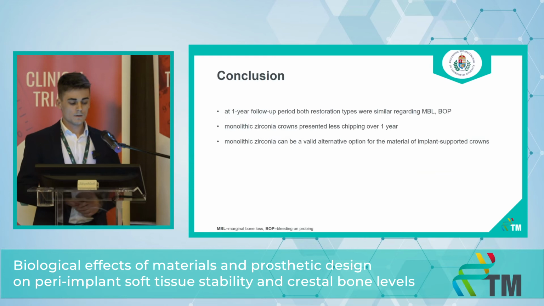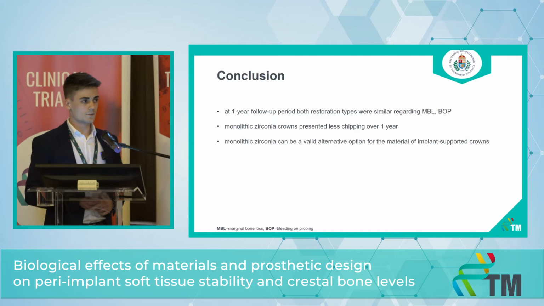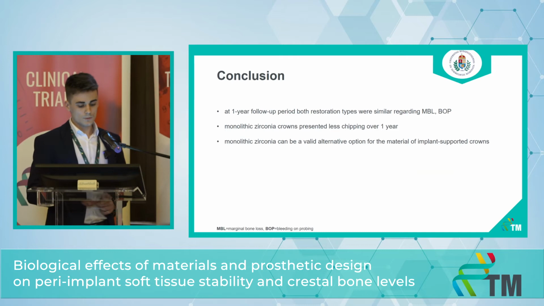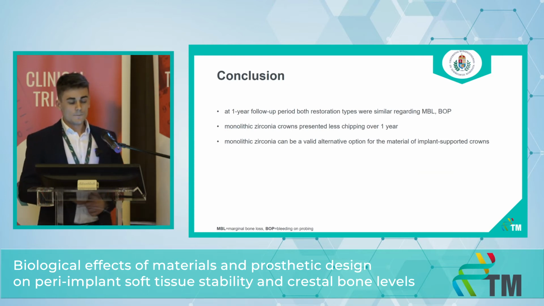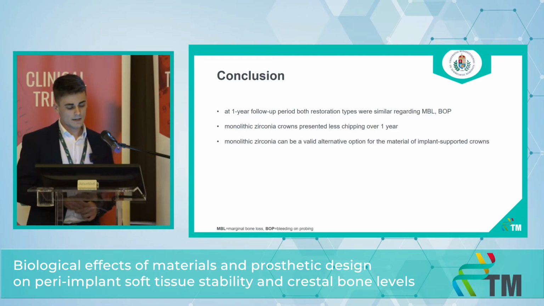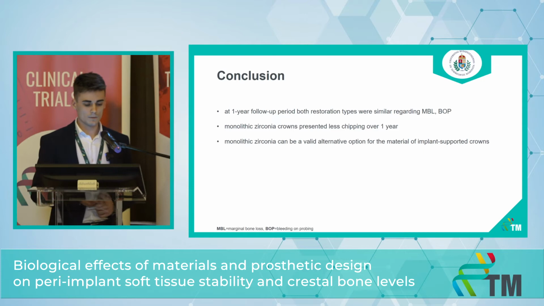We can say that at the 1 year follow-up period, both restoration types were similar regarding the bone loss and the bleeding. And in the monolithic zirconia group, there was less chipping over 1 year. So our hypothesis was true. Monolithic zirconia can be a valid alternative option as a restoration material. If we use these materials, it would mean more predictable restorations, the soft tissue adaptation may be better to these materials, and also would mean quicker production overall.